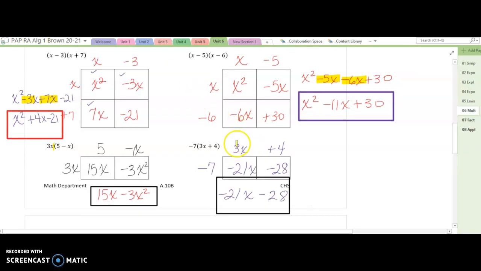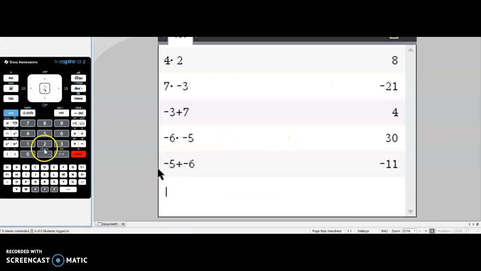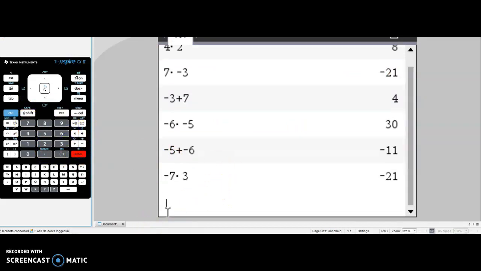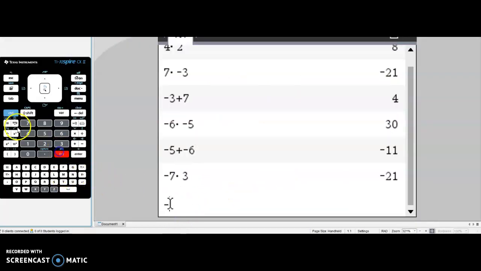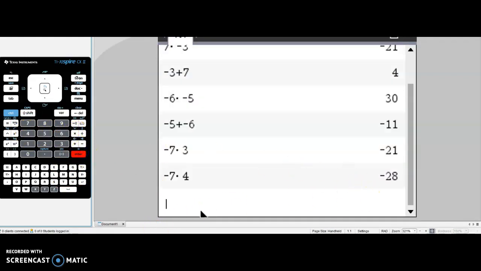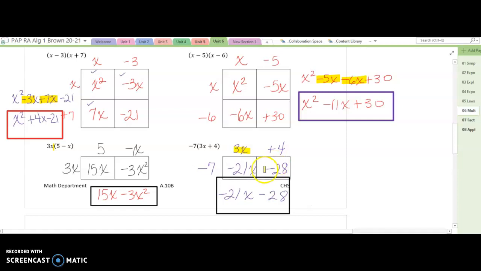All right, so how did we do? All right, so did you set it up right? The -7 and the 3x plus 4? So -7 times 3, let's do that in our calculator. -7 times 3, hopefully that's what you did. That's a -21, right? Okay, -21x, because we have times 3x, not just times 3. And then -7 times 4, let's go to our calculator. -7 times 4 is a -28. Very good. And then there we are.